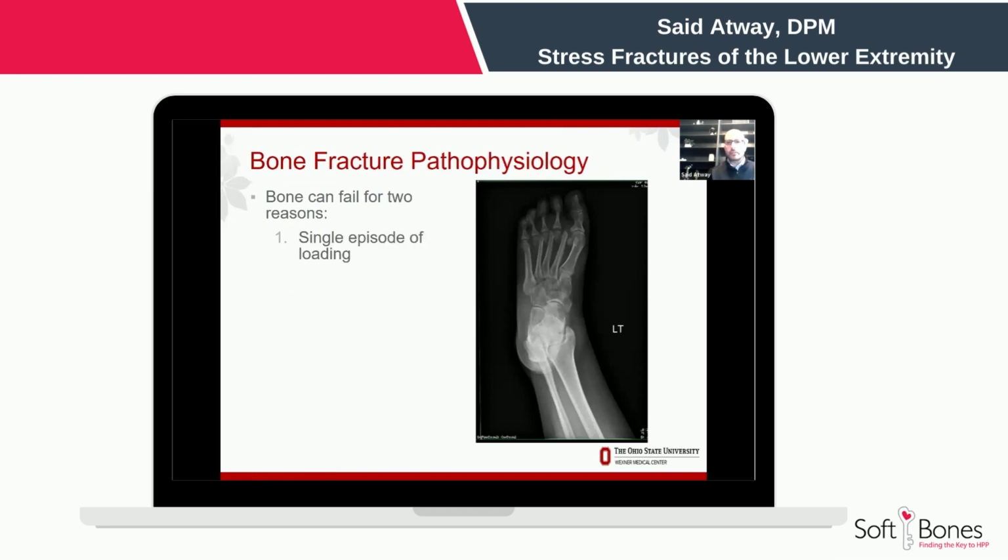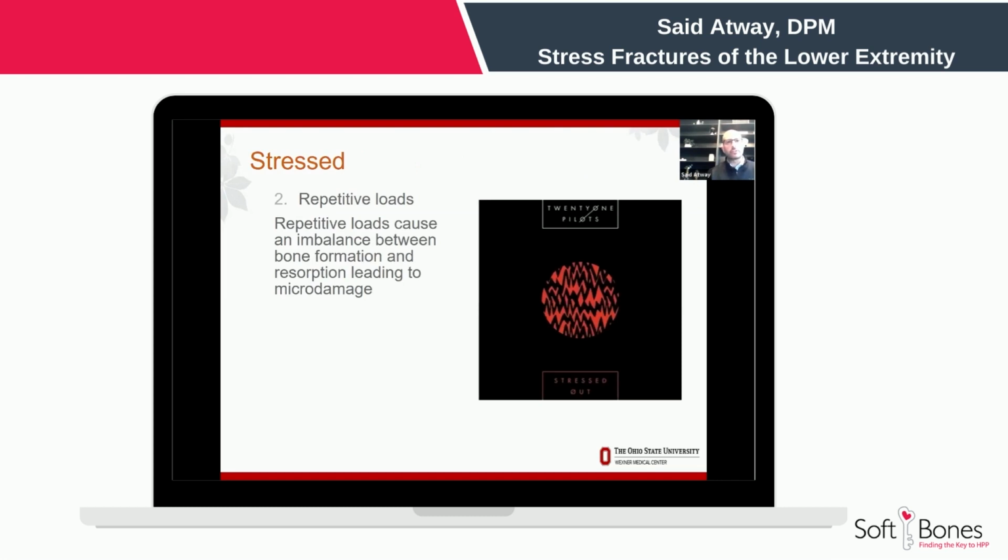This is a single episode traumatic failure. This is a patient with appropriate bone stock, not necessarily any underlying condition, but then if enough energy goes through, an area of fracture will happen. As opposed to a stress fracture, repetitive loads causing an imbalance between bone formation and resorption, leading to micro damage. And again, this is where we're gonna probably have most of the focus, and especially related to these HPP patients.